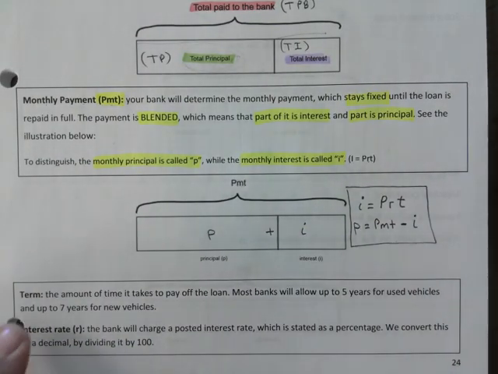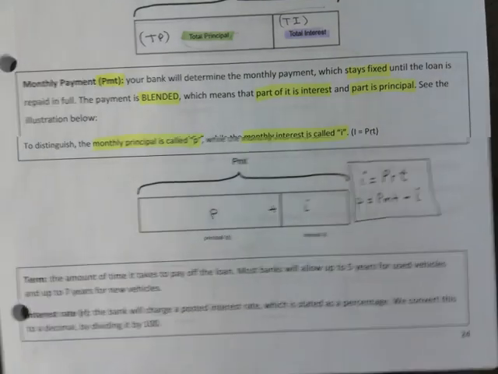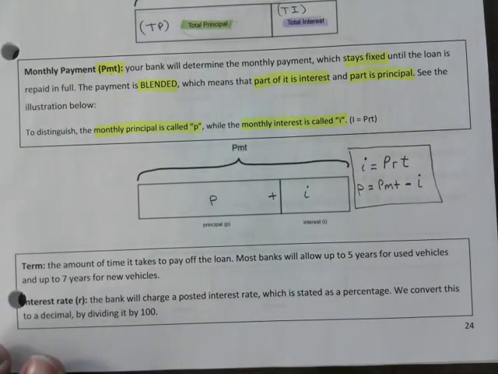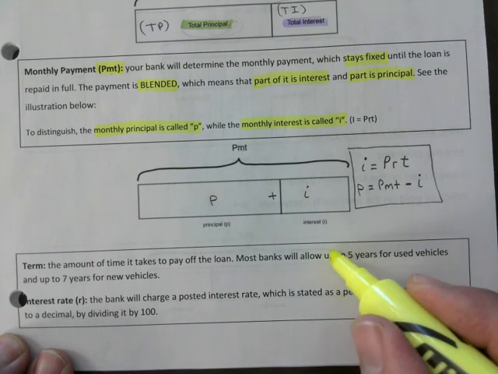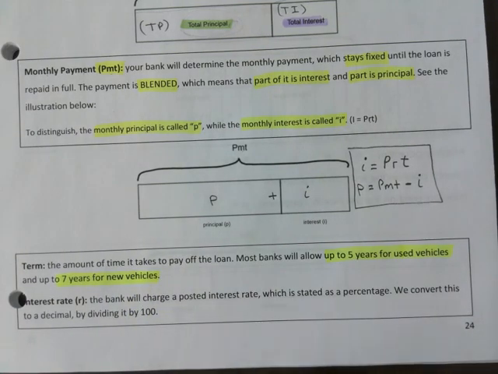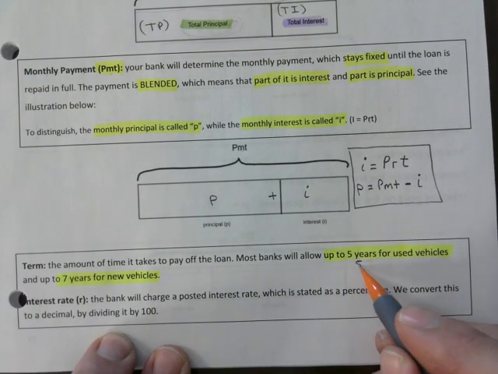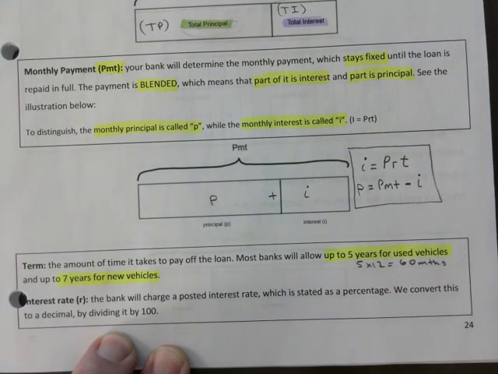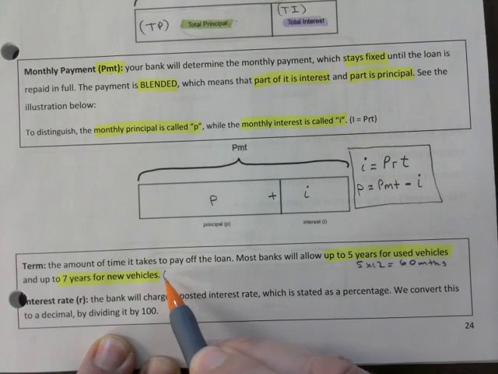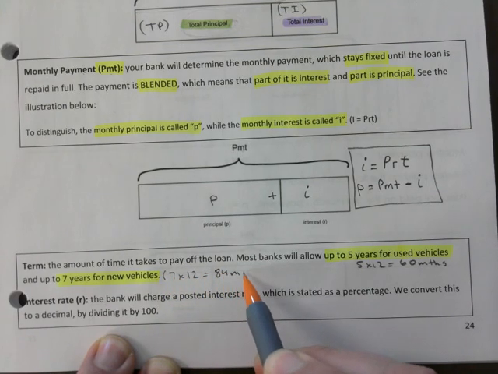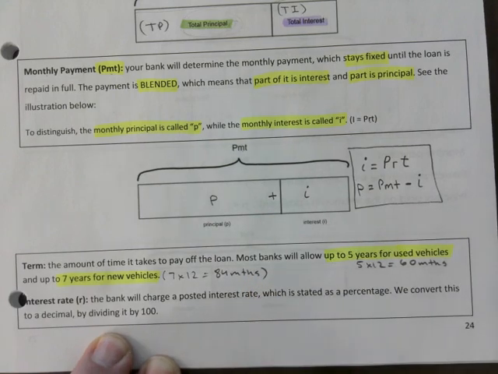Okay. The term is the amount of time it takes to pay off the loan. Most banks will allow up to 5 years for used vehicles and 7 years for new vehicles, right? So you can say 5 times 12, 60 months for that. And this would be 7 times 12, 84 months for a brand new vehicle.